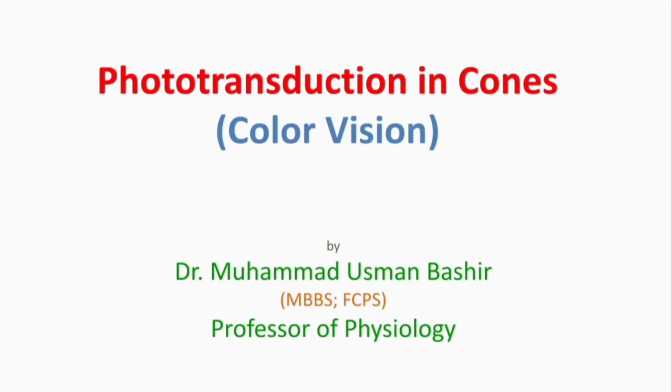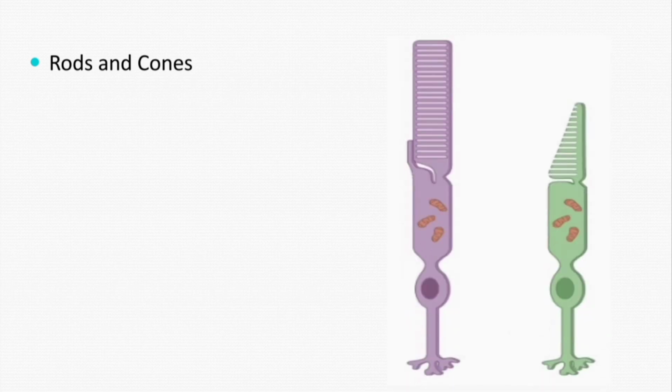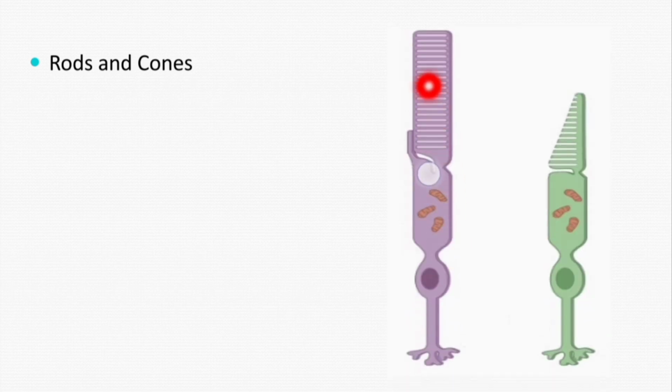I am Professor Dr. Muhammad Usman, Professor of Physiology, and today we are going to talk about a very interesting topic regarding eye physiology, that is color vision. So basically we know that in our retina there are two photoreceptors, that is rods and cones. Now rods are rod shaped or cylindrical and the cones are conical in shape.